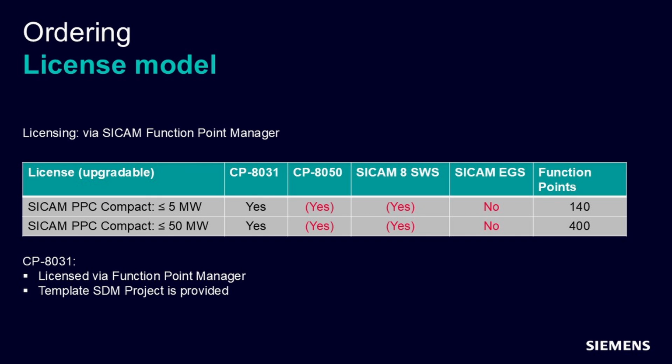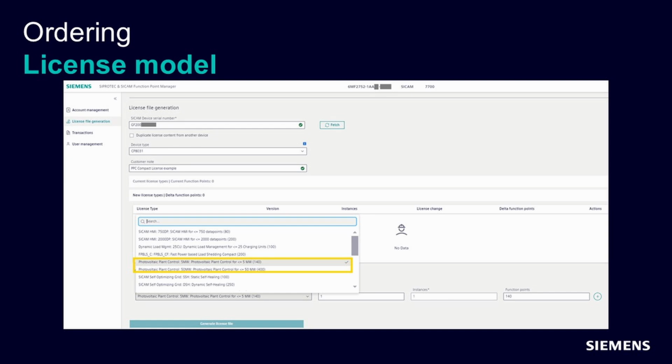To manage licensing, you need a SICAM Function Point Manager budget account. By creating this budget account, an MLFB is assigned to the corresponding user account. You can then order a specific number of function points into your budget account. These function points can later be exchanged for licenses.